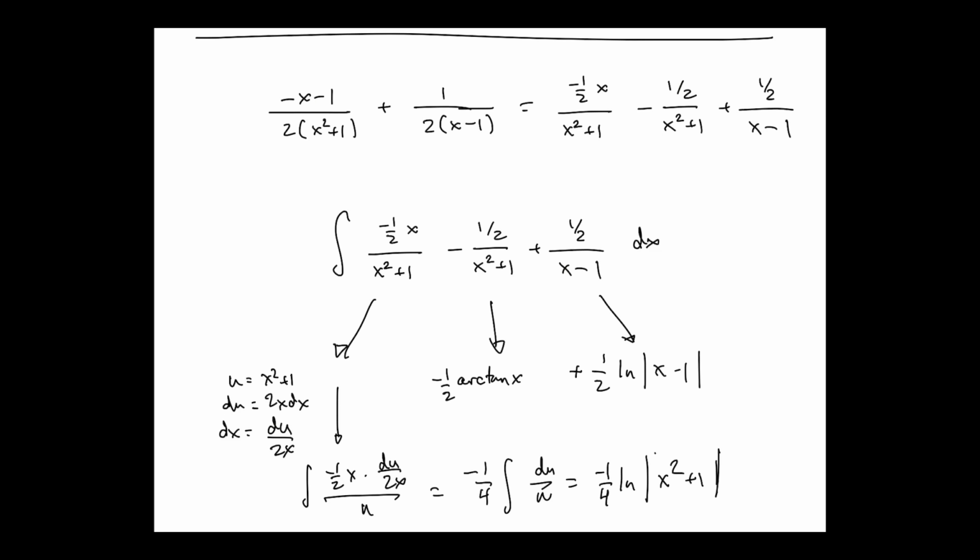And in this case, because x squared plus 1 can never be a negative number, I don't need the absolute value, right? Because what's the smallest x squared plus 1 can ever be? 1, right? Because the smallest x squared could ever be is 0. Okay, great. So that gets us our three terms.